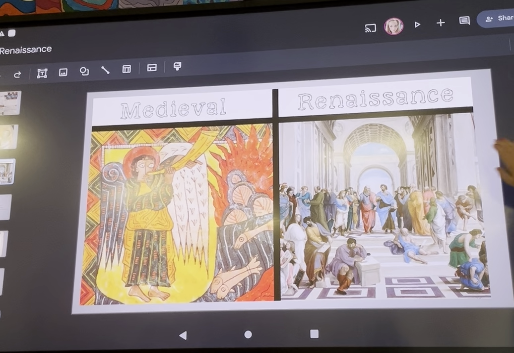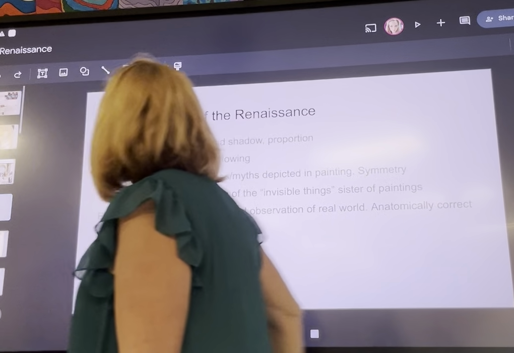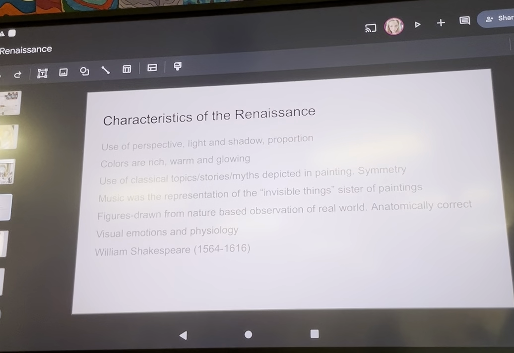Characteristics of the Renaissance: use of perspective, which is going towards the vanishing point. Light and shadow, proportion. Colors are rich, warm, and glowing. Oftentimes, there is no light source, certainly not a natural light source. So sometimes the figures are illuminated themselves, and you'll see how the artists tackle that. There's use of classical topics and stories and myths depicted in their painting. Lots of symmetry, as we saw in the School of Athens.